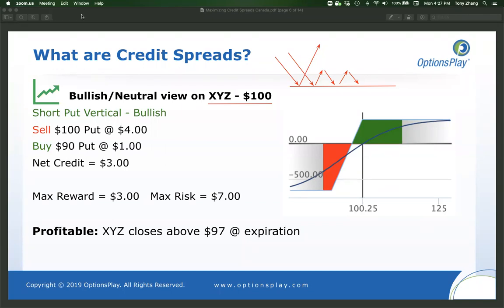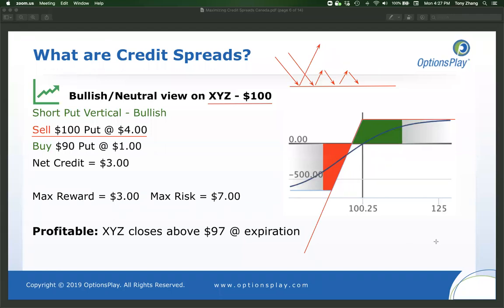If you believe that this is the case, one strategy that you can deploy is a credit spread. To understand a credit spread, we're going to break it down into its two main components. Number one, we're going to sell a 100 strike put at $4. When you sell a put, you're effectively saying that you don't believe it's going to go below 100, and you're going to collect some income from selling that put.